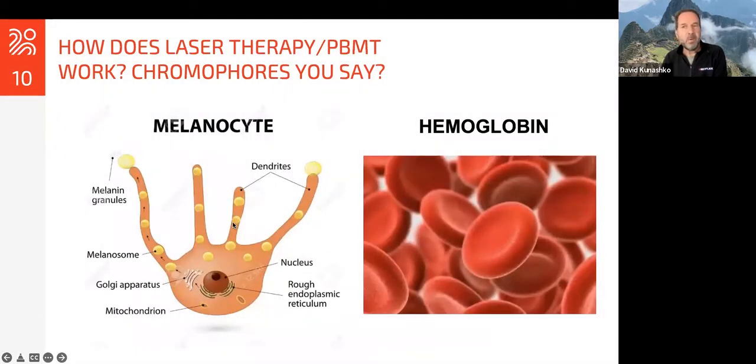Now, why is this important? Well, it's important with respect to chromophores in the skin, of which there are quite a few, but the main ones we need to be concerned about for photobiomodulation are melanin, produced by melanocytes in the skin, and hemoglobin. Melanin is a pigment, obviously produced by melanocytes, to protect our skin from damaging ultraviolet radiation.